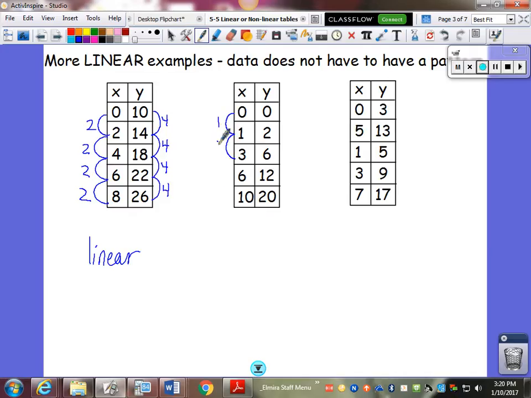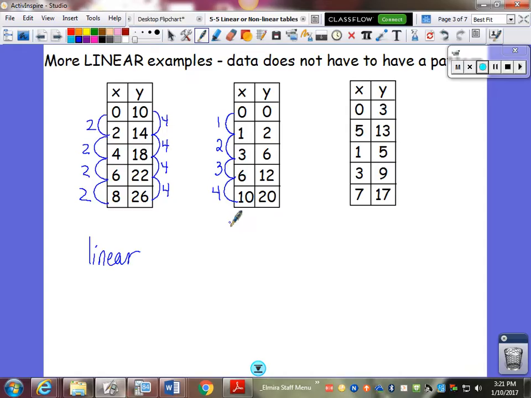All right, next, the 0 to 1 went up by 1. 1 to 3, ooh, that went up by 2. 3 to 6 went up by 3. And 6 to 10 went up by 4. Hey, 1, 2, 3, 4 is a pattern. Well, that is a pattern, but it's kind of a coincidence. It's not a pattern that tells us anything.